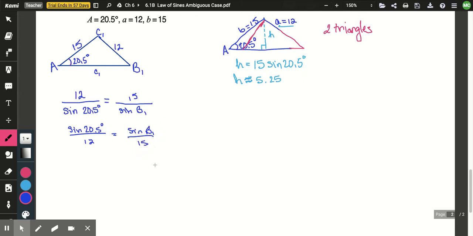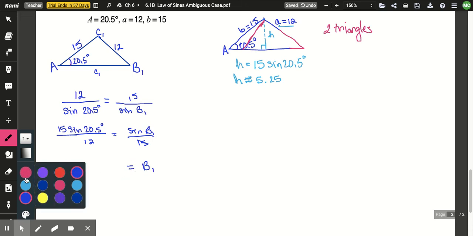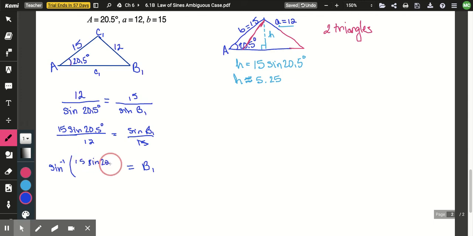There we go. Okay, so my first move to solve this would be to multiply both sides by 15. I'm going to cheat a little bit and make this easier on myself. And then my next maneuver would be to take the inverse sine of both sides. So when I do that on the right, the inverse sine of sine B1 would be just B1. And when I take the inverse sine of the left side, it would just be the inverse sine of all of that lovely stuff over there, which takes a really long time to write with this pencil.